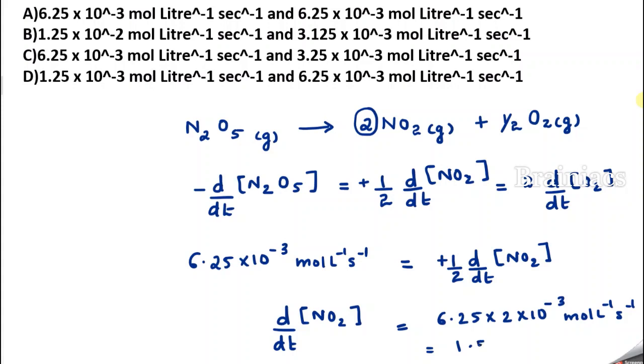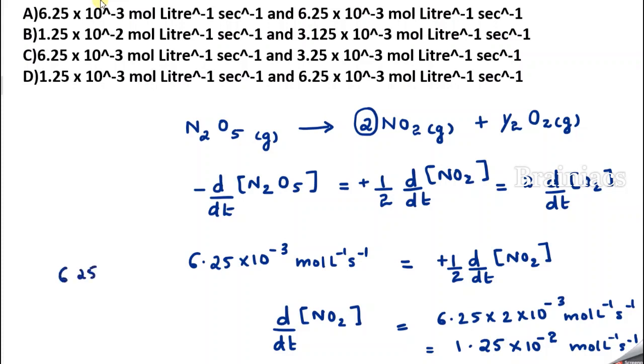6.25 into 2: if you multiply, this will become 1.25. So 1.25 into 10 power minus 2 mole liter raised to minus 1 second raised to minus 1. If you have doubt, you can just multiply it and see.